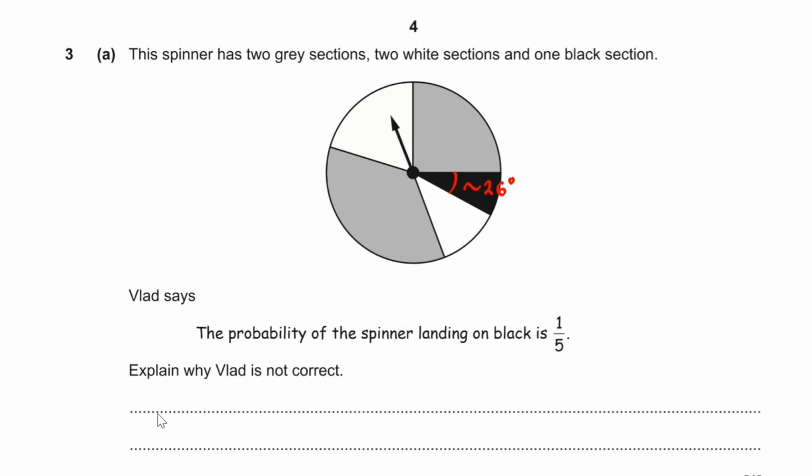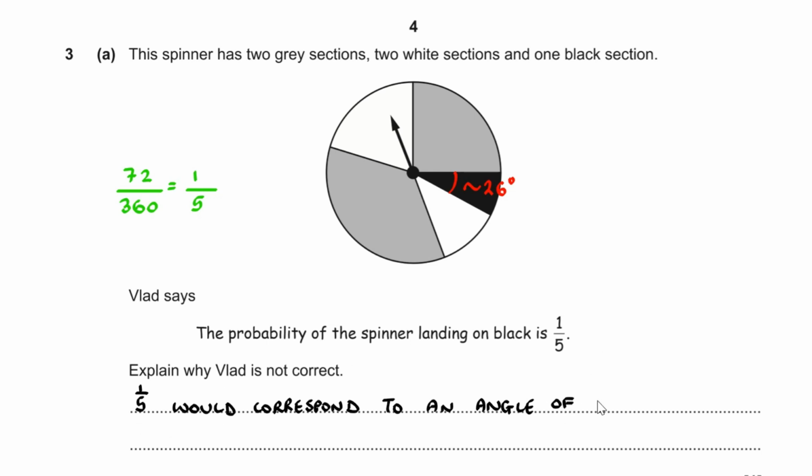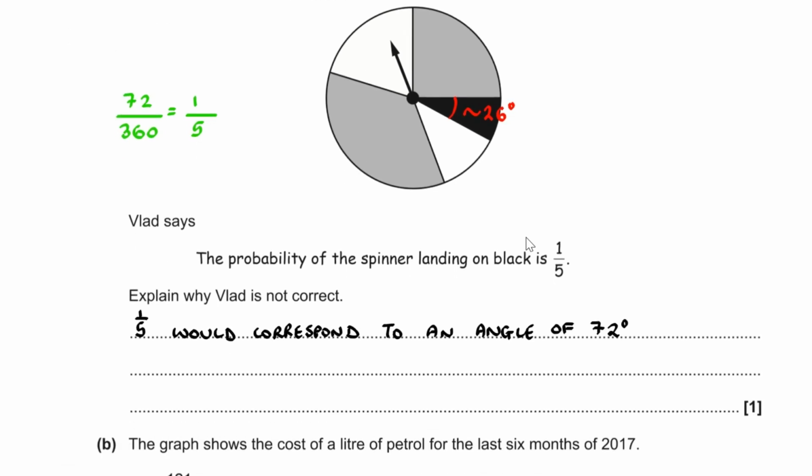Now, if we had 1/5, 1/5 would correspond to an angle. Well, of course, if we think about equivalent angles, then out of 360, because we've got angles around a point, what's equivalent to 1/5, that will be 72. So therefore, a fifth would correspond to an angle of 72 degrees. And what we found here is we've got 26 degrees. And therefore, you can see that is incorrect.